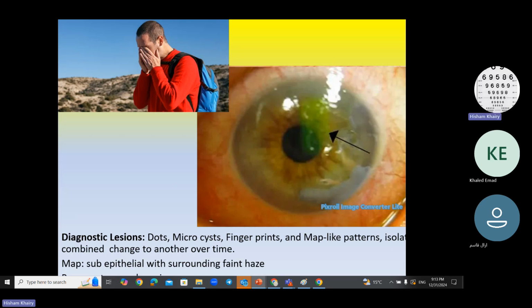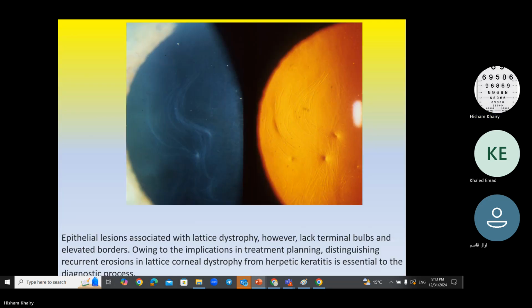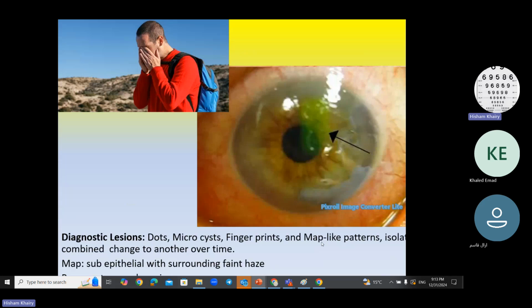So how does it present? It can present with blurring of vision or attacks of pain and tearing. When they present to you at the clinic, you will see, using the slit lamp, dots, microcysts, fingerprints, map-like patterns, isolated or combined. And if you follow up the patient, the clinical pattern may change over time.